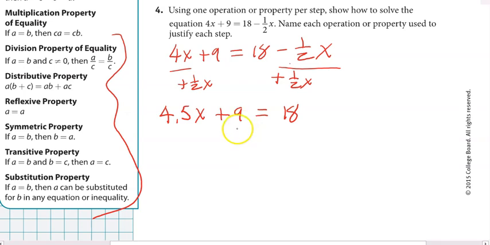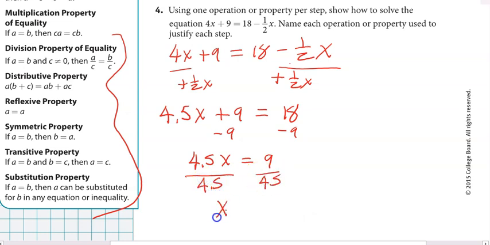So I need to get rid of the 9 and the 4.5 that are happening to x. Order of operations, undoing them tells me I need to get rid of the 9 first. So I could subtract 9 from both sides. And now I can undo multiplying by 4.5. I can divide both sides by 4.5. And I end up with this answer.